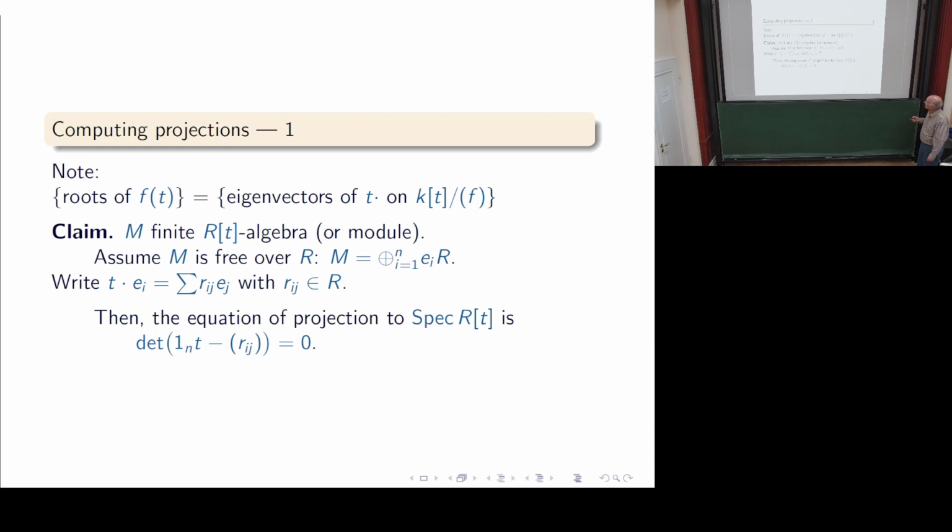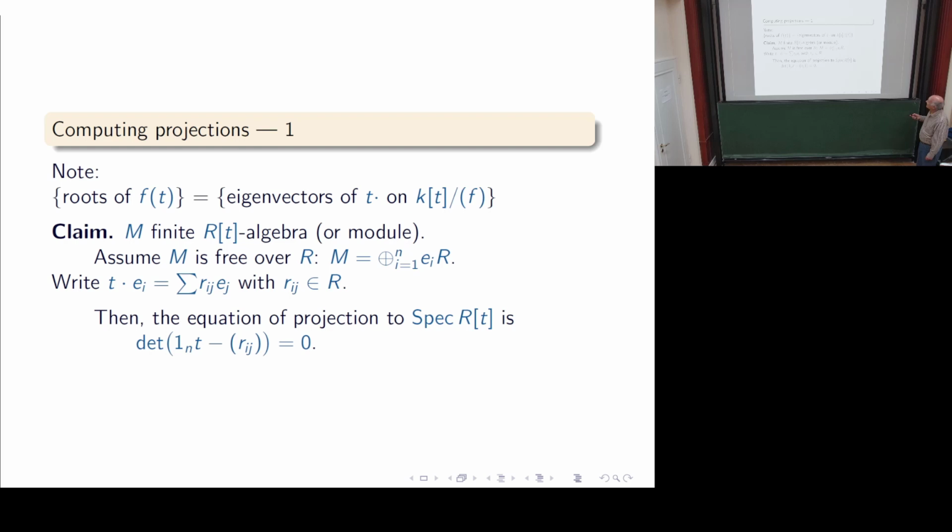Then if you contemplate a little bit, you get that if I have a finite R[T]-algebra, where R is some arbitrary ring, let's say local usually, but it's not too important, and I have a free module over R, then I can write it like that, and I have T times e_i is some sum of r_ij e_j. And then the equation of the projection to Spec R[T] is exactly this. This is exactly how you get the eigenvectors.